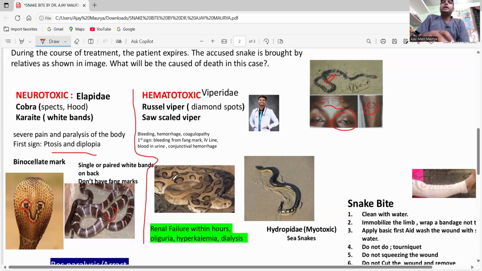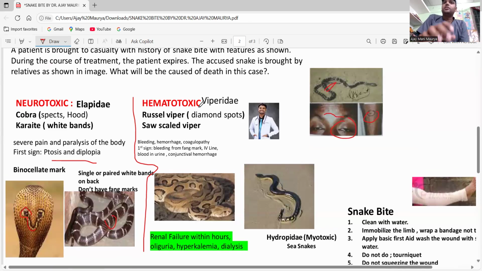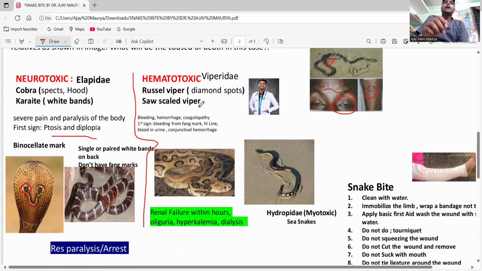Now coming to the hematotoxic snakes. These belong to the Viperidae family. Examples: the saw-scaled viper, and the most important one is the Russell viper. There are diamond-shaped spots here, V-shaped spots here. See how to remember this one. This is the Russell viper. V for viper, and V for vessels. What vessels? Obviously blood vessels. It means Russell vipers are vasculotoxic. Vascular means what?